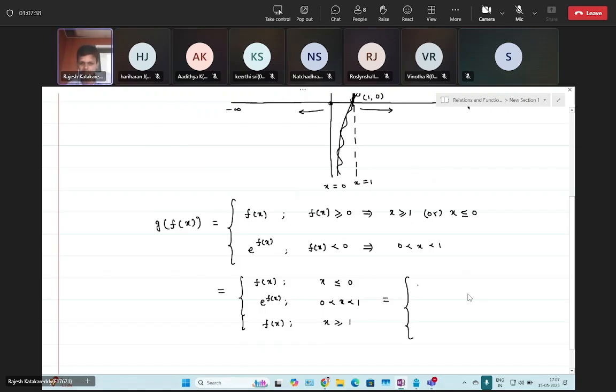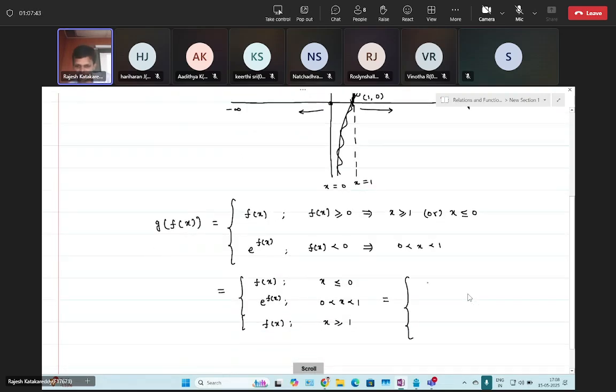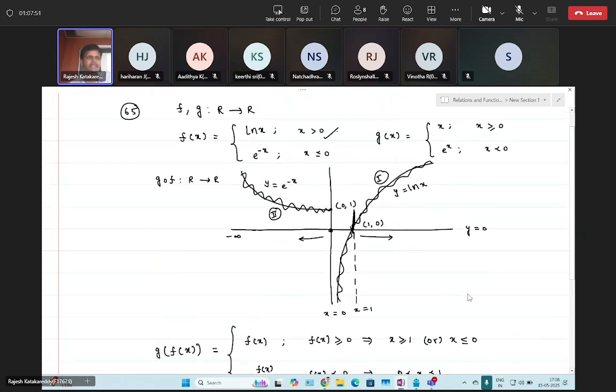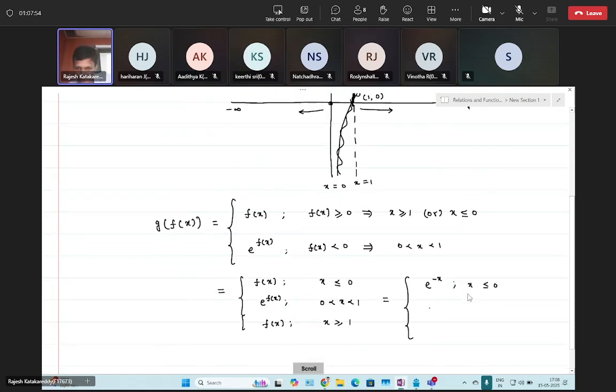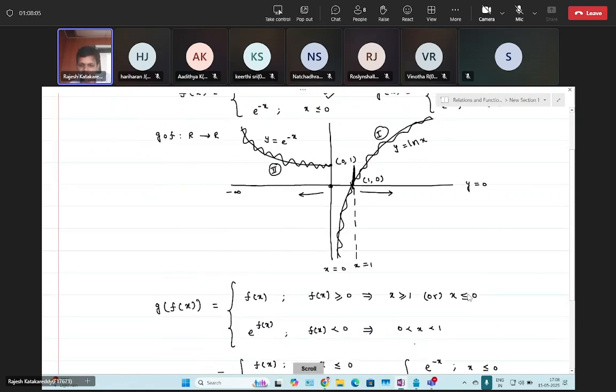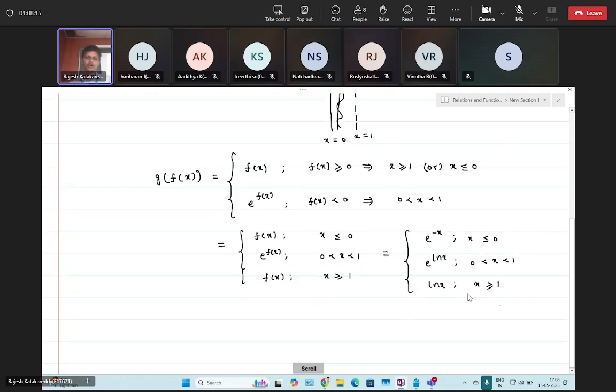Okay. When x is less than 0, we have e power minus x. Listen carefully: when x is between 0 and 1, this portion is log x, so I should write e power log x when 0 is less than x less than 1. Now when x is greater than or equal to 1, again the same definition, I am writing log x. Now we need to identify whether this function is one-one or onto or not.